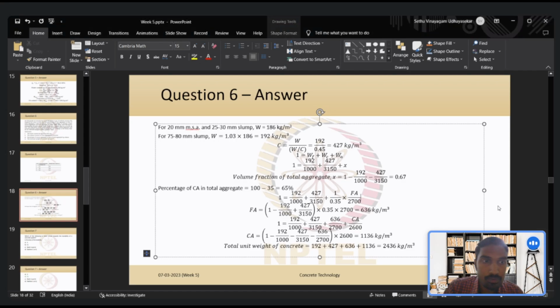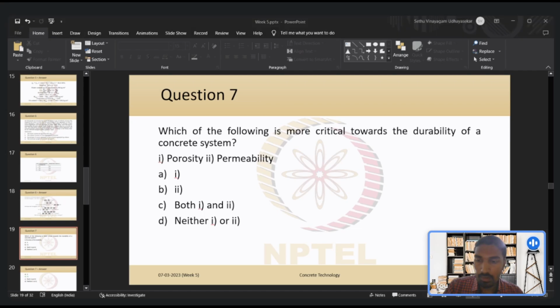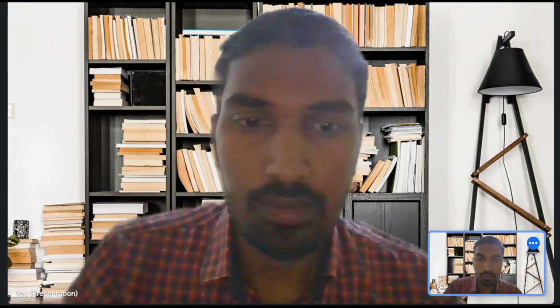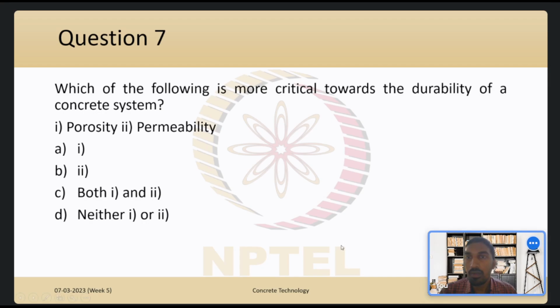Okay, so next we'll move on to question number 7. Which of the following is more critical towards the durability of a concrete system? The two things are porosity and permeability. The options are only porosity, only permeability, both porosity and permeability, and option D is neither porosity nor permeability.